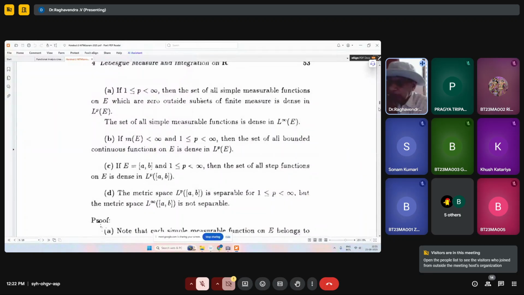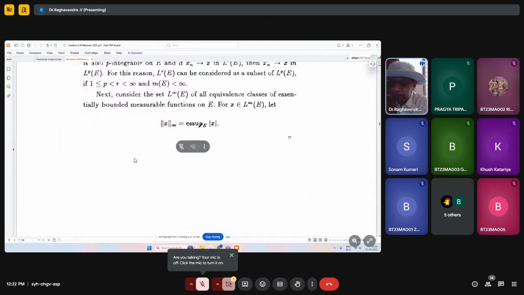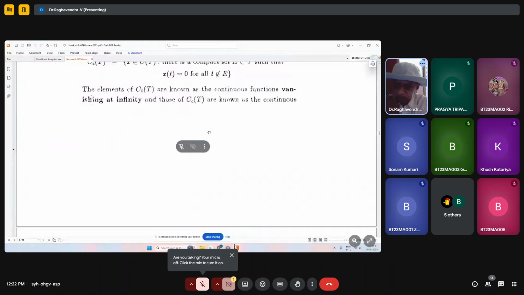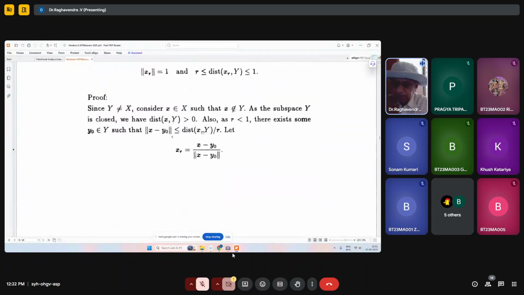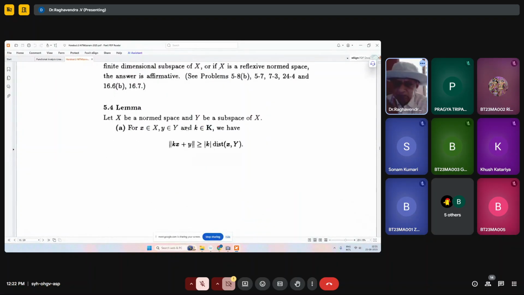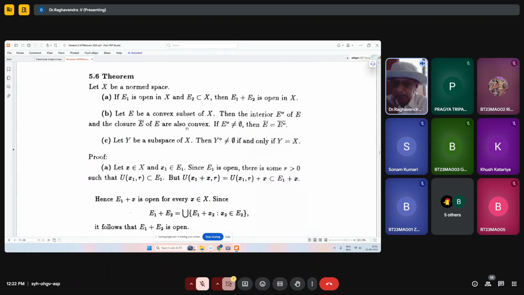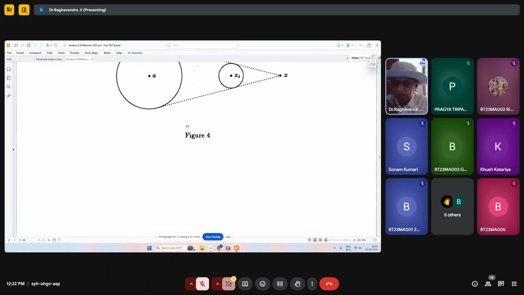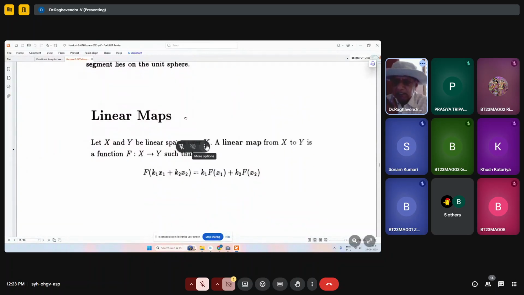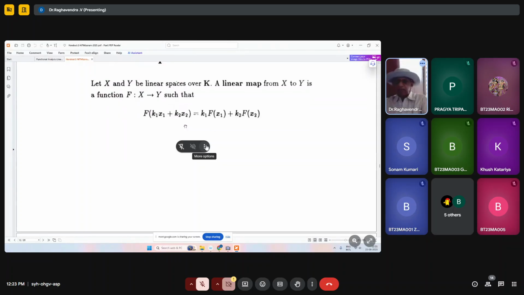Now about the overview, I'll just give you the overview on linear operators. This part of the material I have taken from the book of Limaye. I will bring a soft copy of that when I come to Mizoram. I'll be there on Sunday, this Sunday. This is the linear maps, okay?